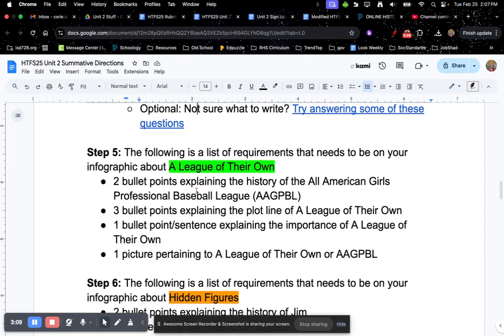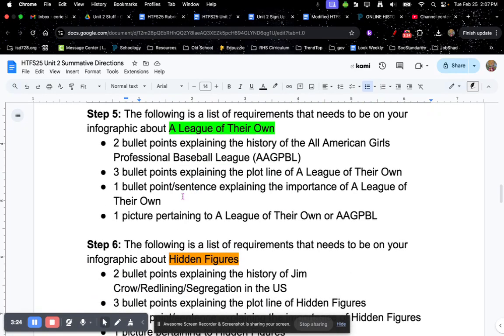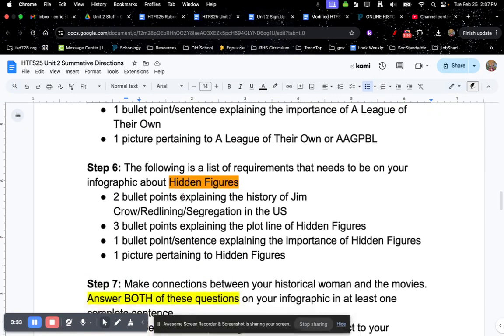Step number 5, the following is a list of requirements that needs to be on your infographic about A League of Their Own. So you need 2 bullet points explaining the history of the All-American Girls Professional Baseball League, 3 bullet points explaining the plot line of A League of Their Own, 1 bullet point or sentence explaining the importance of A League of Their Own, and 1 picture pertaining to A League of Their Own or the AAGPBL.